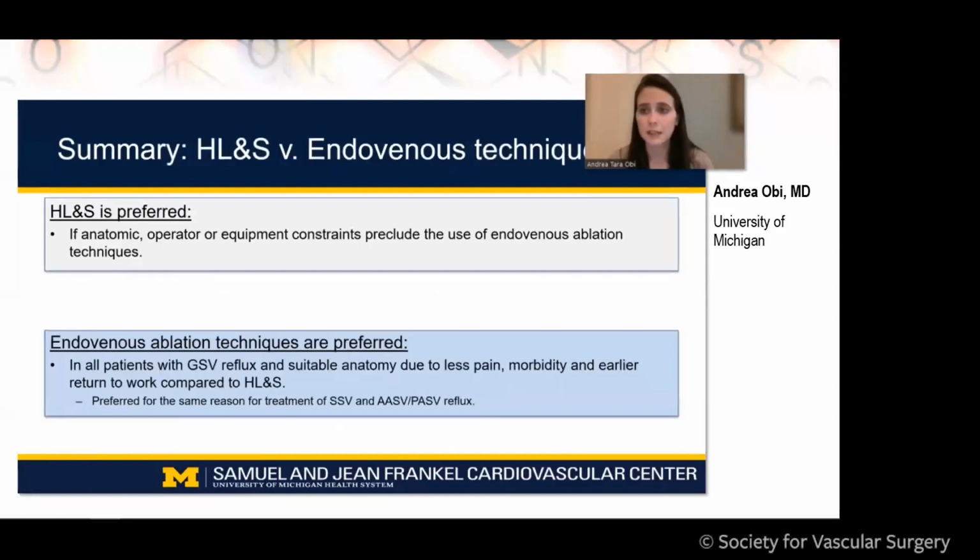So in summary, I think we can say the following from this data: that high ligation and stripping can be the preferred technique if anatomic, operator, or equipment constraints really preclude the use of endovenous ablation techniques. And endovenous ablation techniques are going to be preferred in a large majority of patients with GSV reflux in suitable anatomy, primarily due to less pain, morbidity, and earlier return to work compared to high ligation and stripping, and for the same reasons is preferred in the treatment of small saphenous, anterior accessory saphenous, and posterior accessory saphenous reflux. Thank you.